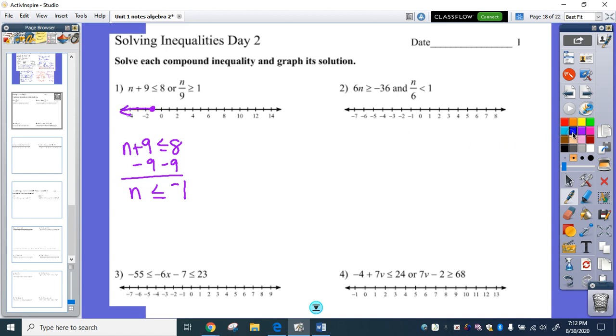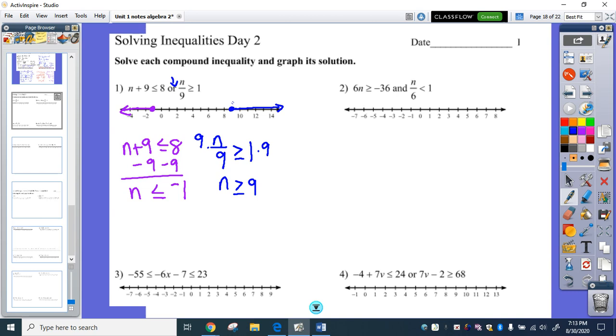Let's change colors to do our other side. So we have n divided by 9 is greater than or equal to +1. Remember, to get rid of division, we want to multiply both sides by 9. So we get n is greater than or equal to 9. So we're going to have a closed circle at 9 and go off to the right. Remember, with an or problem, you should end up with something looking along those lines.